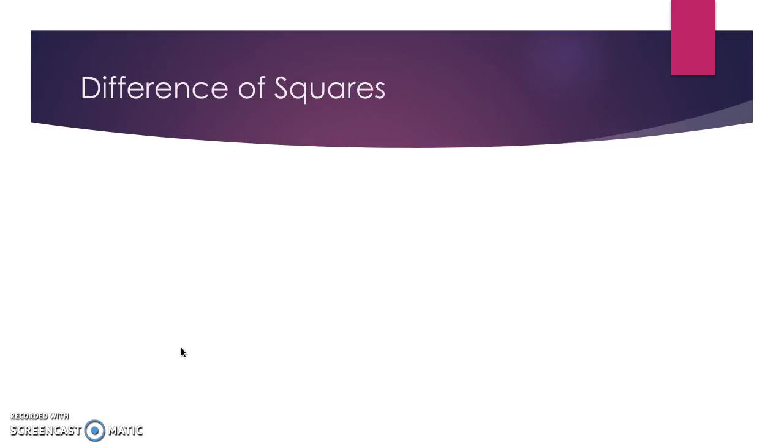Now we're going to look at difference of squares. So perfect squares are 1, 4, 9, 16, 25, 36, 49, 64, 81, 100, 121, and the list goes on.